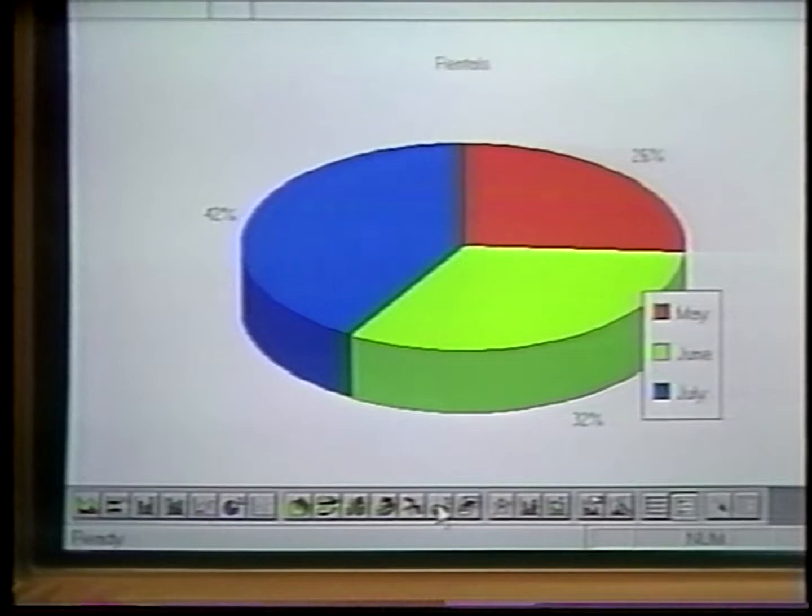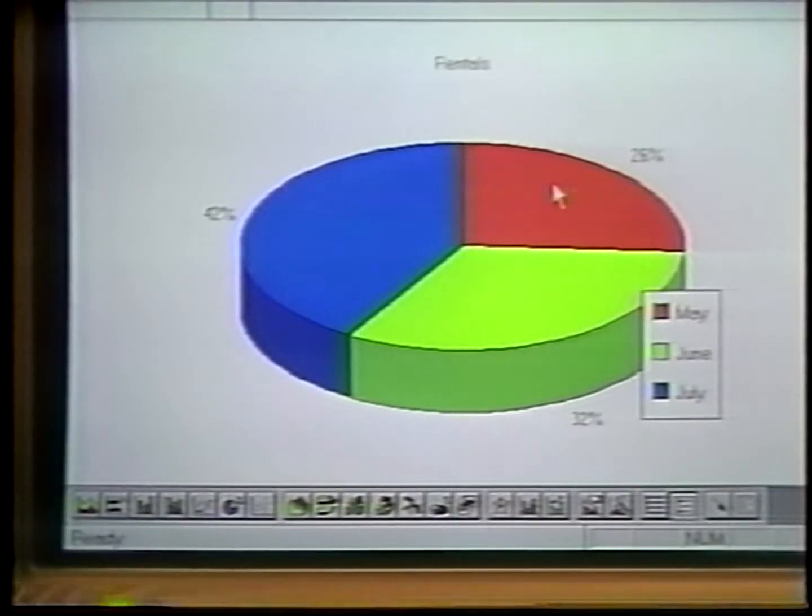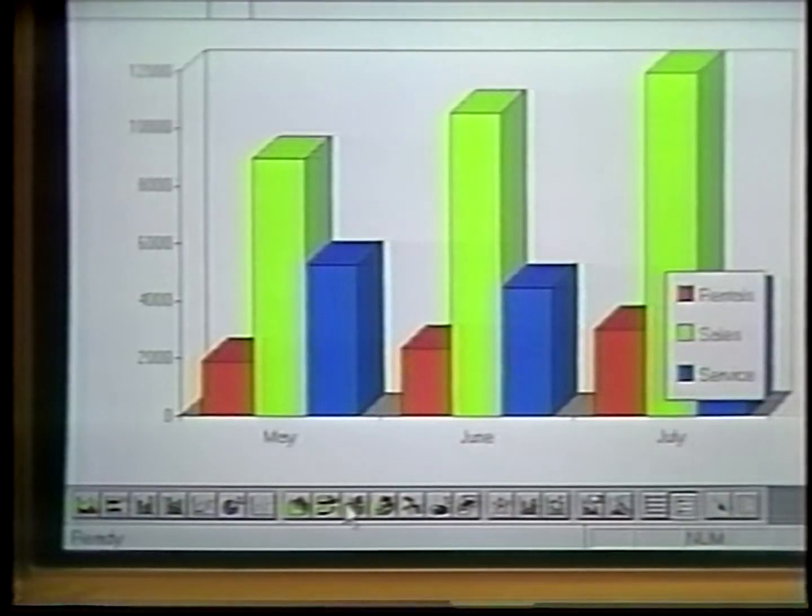Notice the pie chart only has one series of the data. It just has rentals for May, June, and July. The percentages are shown here, and the colors represent the months. In other graphs, we're able to display all of the data. All 3 months, May, June, and July. The colors representing the different categories, rental, sales, and service.